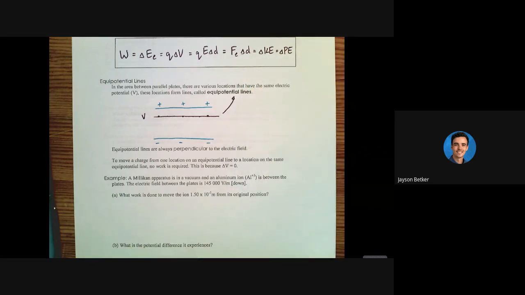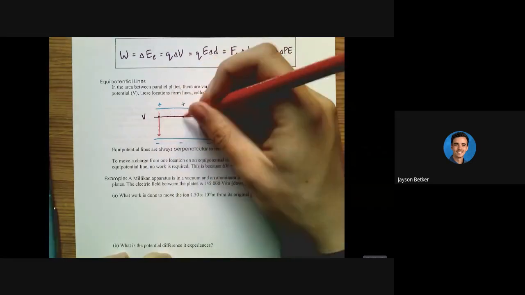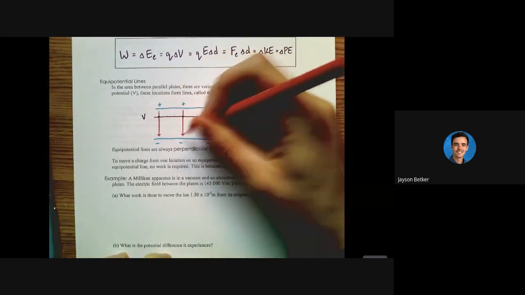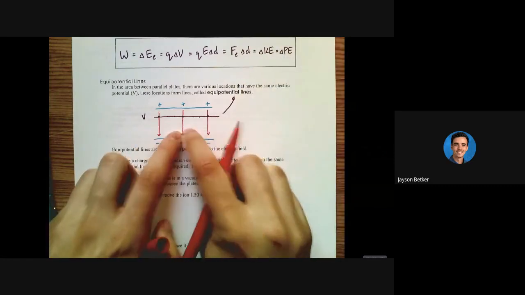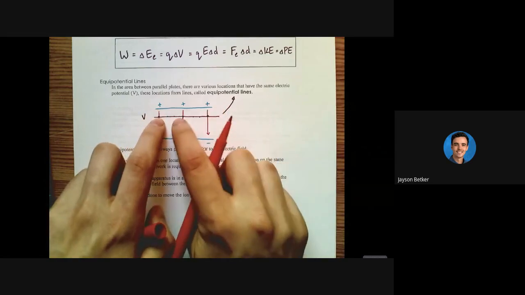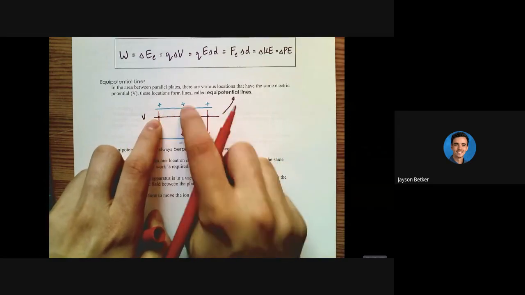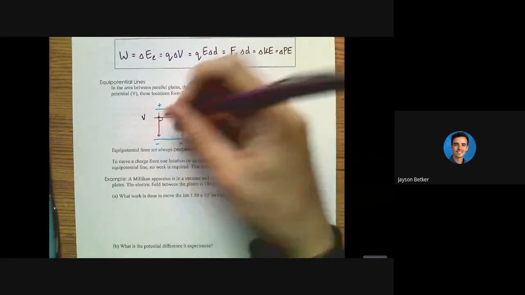Now, obviously, if I take a look at what the electric field is doing, it's all moving downwards like this, right? So at any given point, there's going to be an equipotential line here and here and here. All that matters is that you have the same distance from each plate to the point. So they're always perpendicular to the field.